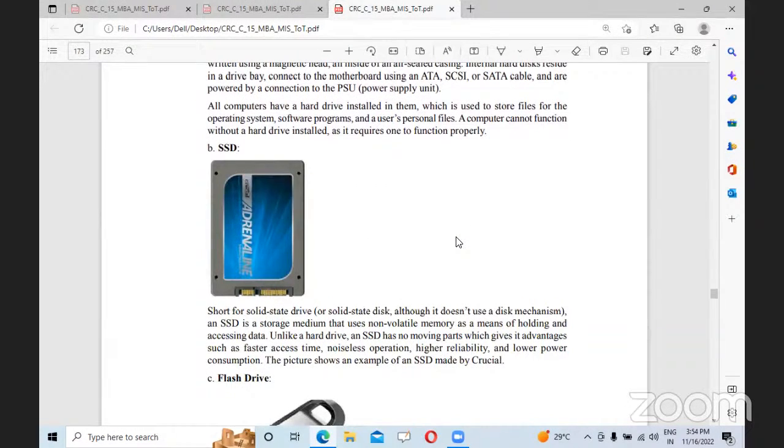All computers have a hard drive installed in them, which is used to store files for the operating system, software programs, and users' personal files. A computer cannot function without a hard drive installed, as it requires one to function properly.